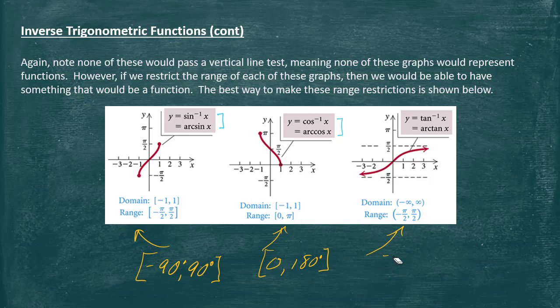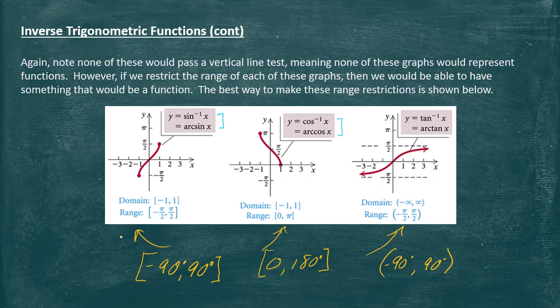And then the last one, what's a little bit different compared to the sine, is I still get -90 degrees to +90 degrees, but this time I can't include them because the tangent actually is undefined at those values. So it gets as close to those values as possible, but doesn't actually include them.